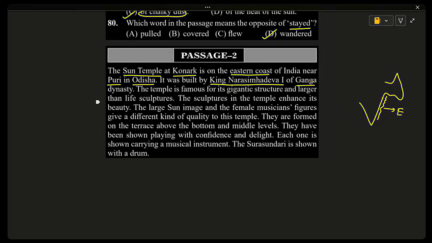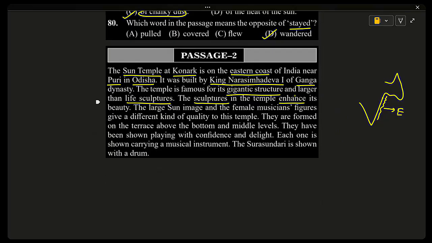The temple is famous for its gigantic structure. Gigantic means very big, and larger than life sculptures. Sculptures are usually very small, but in this temple you can see larger than life sculptures, that means very big sculptures. The sculptures in the temple enhance its beauty. The temple is already beautiful and the sculptures are enhancing the beauty. Enhancing means increasing.